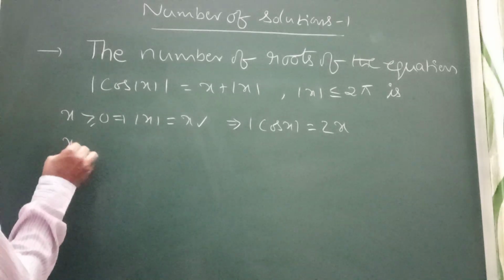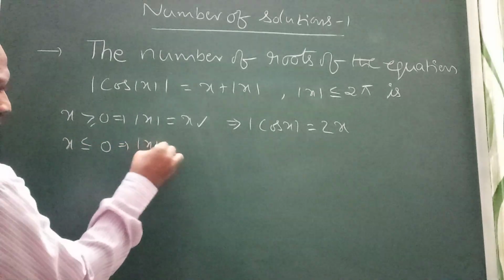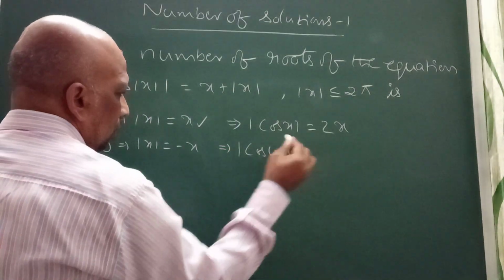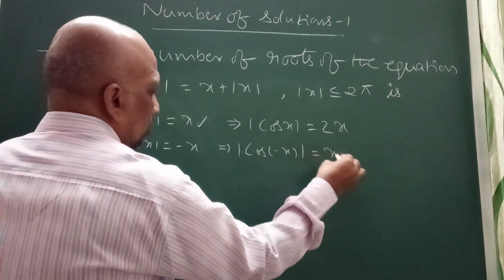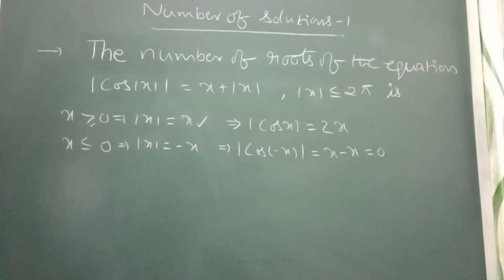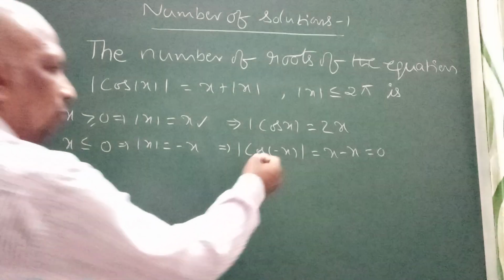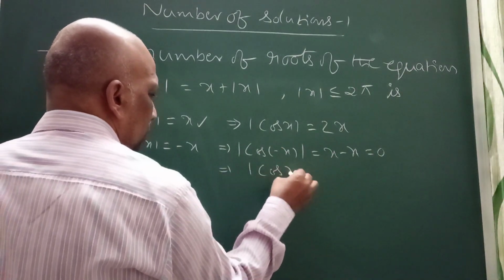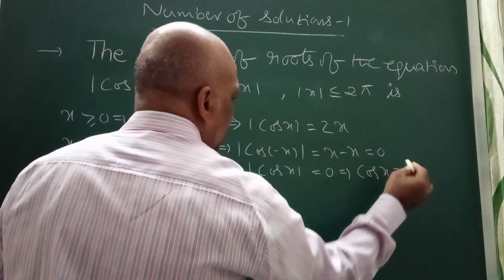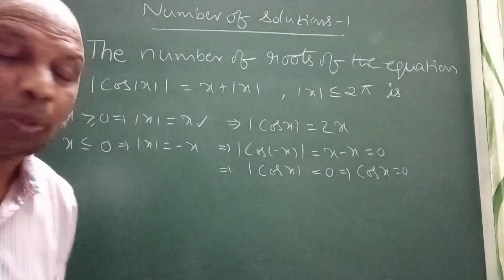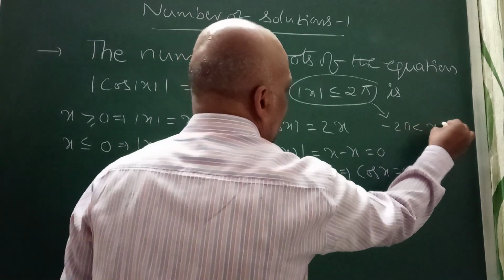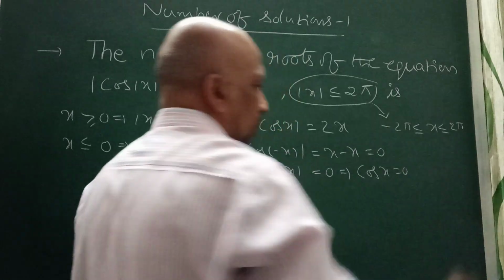At the same time, if I take x ≤ 0, you will get |x| = -x. Then |cos x| = x - x, that will be 0, right? We will get |cos x| = 0, so this implies cos x = 0. So we can think, |x| ≤ 2π means, what is the meaning of this here? I can write -2π ≤ x ≤ 2π.